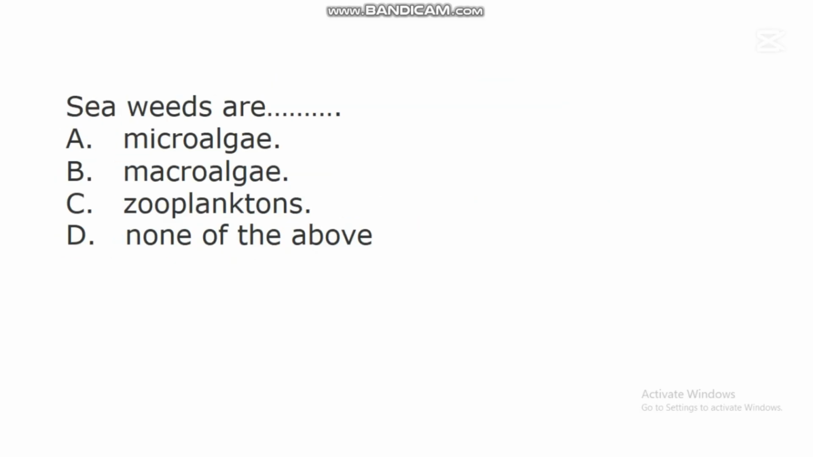The next question says, seaweeds are dash. A. Microalgae. B. Macroalgae. C. Zooplanktons. D. None of the above. In this question, the correct answer is B.